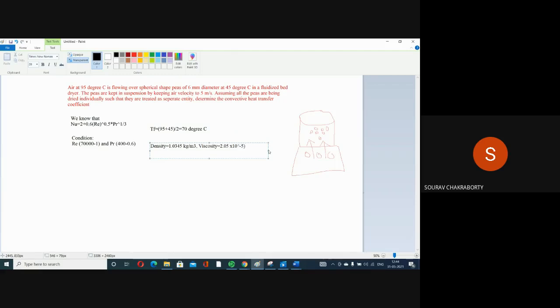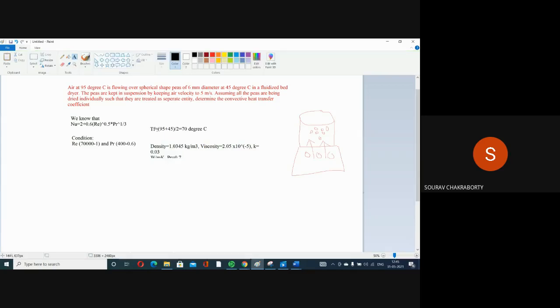minus 5. Then thermal conductivity is 0.03 watt per meter Kelvin, and then the Prandtl number is 0.7. Okay, Prandtl number you can determine on the basis of the equation also. We know that the expression for Prandtl number is mu Cp by K. So Prandtl number equal to 0.7.